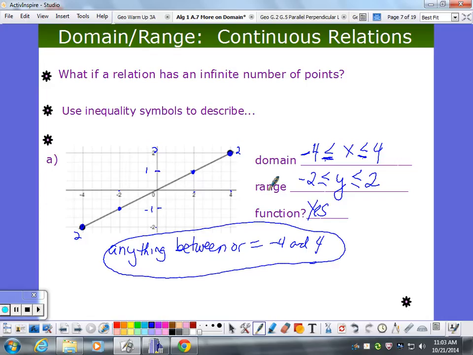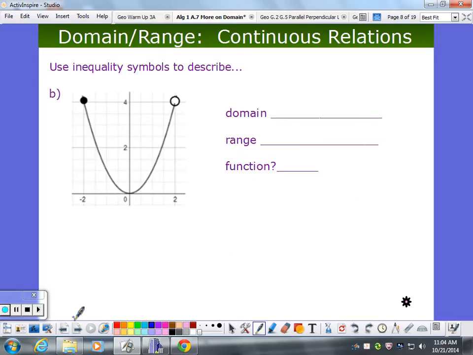And these are y's, right? Range is y. So this says all the numbers between -4 and 4, including them. That's your domain. And the range is all the values between -2 and 2, in between and included. Makes sense? Yeah? All right, let's try another example here.